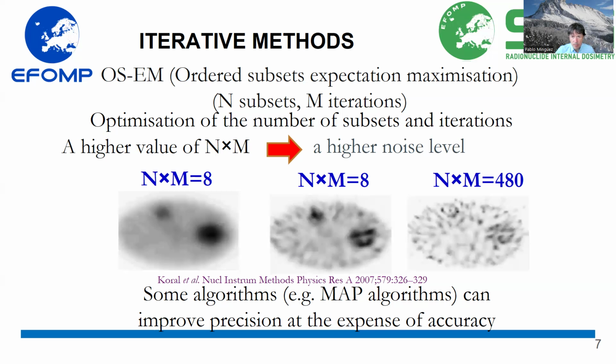Here we can see an example of how an increase in the number of iterations and the number of subsets increases the noise in the image. There are some algorithms which can improve precision, but it's at the expense of accuracy.